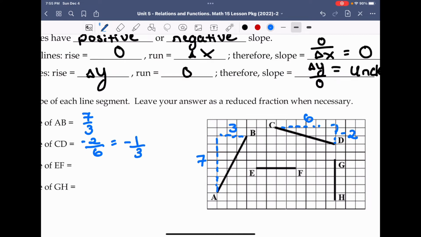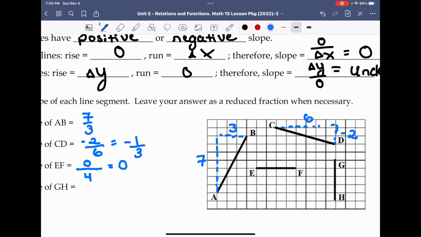E to F, we can clearly see it's a horizontal line. Right away we would predict that's going to be a 0 slope, but let's show why. Our change in y, there is no change in vertical distance, so it is equal to 0 over, if we go from the endpoint of E to F, a difference of 4 units. And so 0 over 4 is just equal to 0.